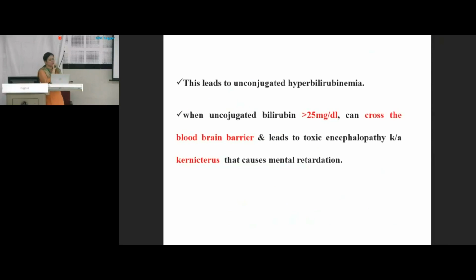So this leads to naturally unconjugated hyperbilirubinemia. As already told, only up to 25 milligram per dl can bind tightly with the high affinity site of the albumin. If the level goes above 25 milligram per dl, it can cross the blood-brain barrier, and so there will be permanent damage of the brain. So this is hepatic, this leads to toxic encephalopathy. This is also called as kernicterus. So the baby will be mentally retarded. So bilirubin estimation is considered as emergency investigation.